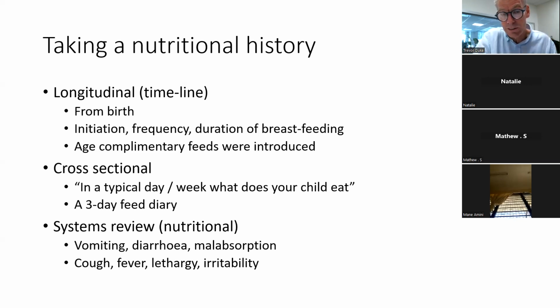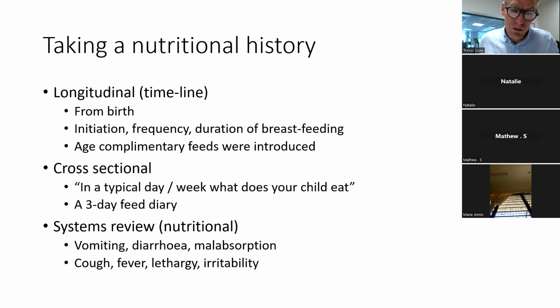And so you're taking a very detailed history from birth to, depending on how old the child is, right up until the child becomes unwell. And then also it's useful to take what's called a cross-sectional history. So that was a longitudinal history, but it's useful to take a cross-sectional history. And I usually say, well, in a typical week, what does your child eat? And that's easier for mothers, I think, to understand than saying, well, does your child eat meat? Well, yes, the child eats meat, but it might only be once a month. But you can ask on a typical day or in a typical week, what does your child eat?